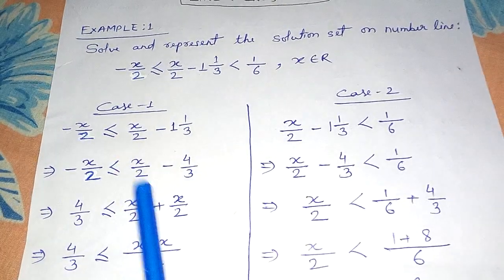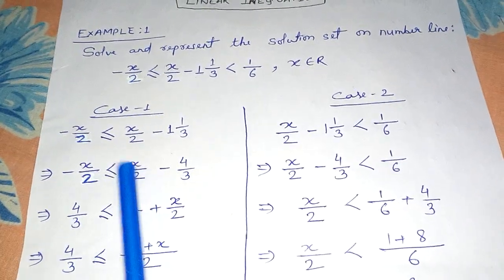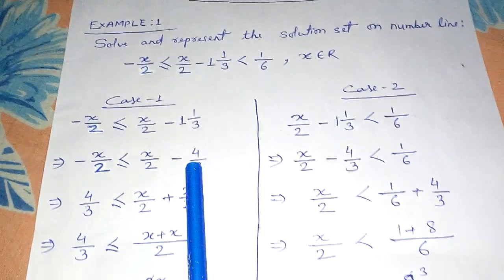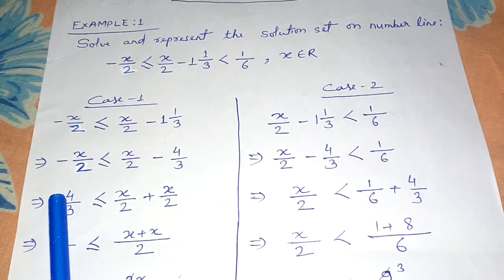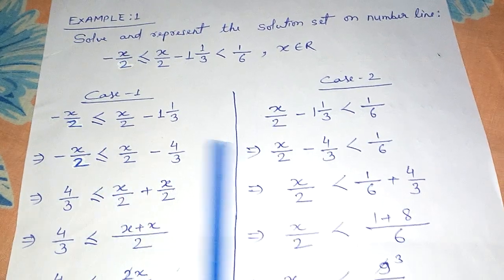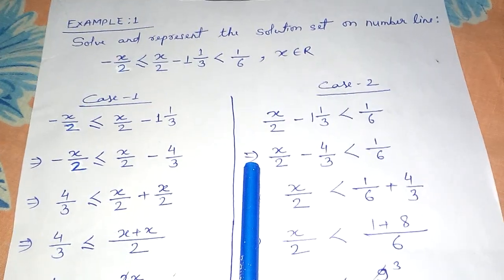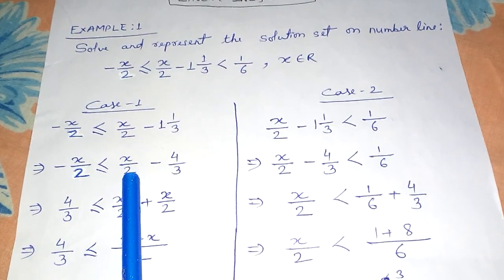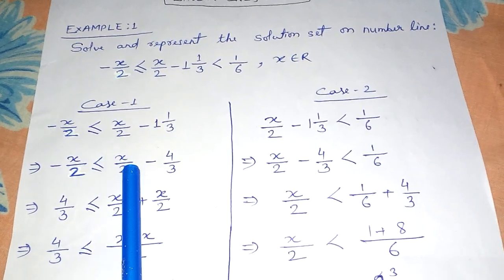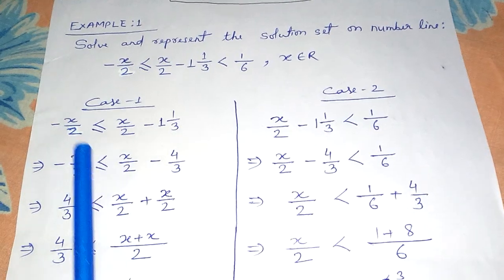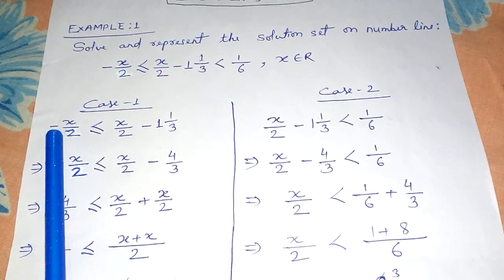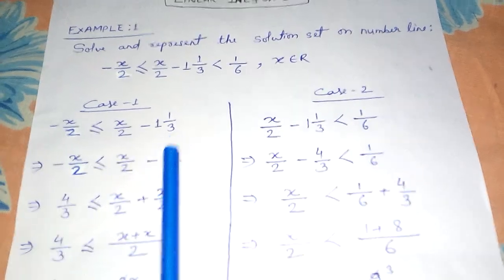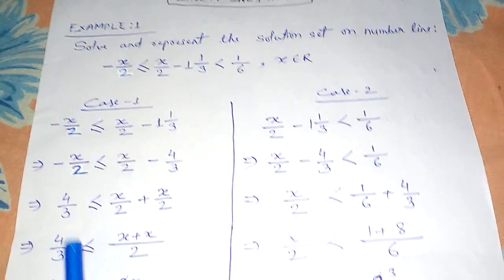Now what is the target? Here the target is that you should keep all the x on one side and all the numbers on one side. While keeping x on one side, what should be your target? My x should become a positive expression, a positive coefficient. So if you shift this minus x by 2 to the right hand side, then x will become positive.